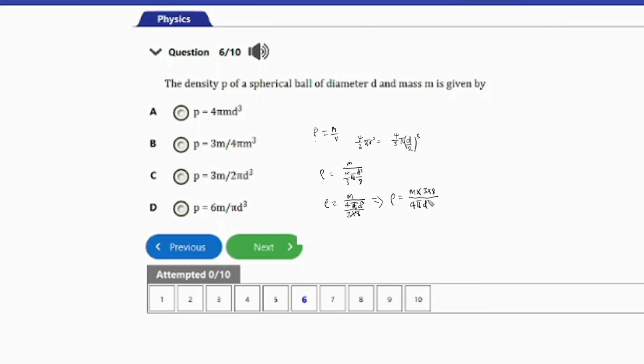d cube. So guys, 3 times 8 is 24, and 24 over 4 is 6. So when we cancel these out, we are going to actually have 6m over pi d cube. So guys, option D is the answer to this question, obviously. So density rho is equal to 6m over pi d cube. So that's it for this question. Let's go ahead and consider the next question, guys.